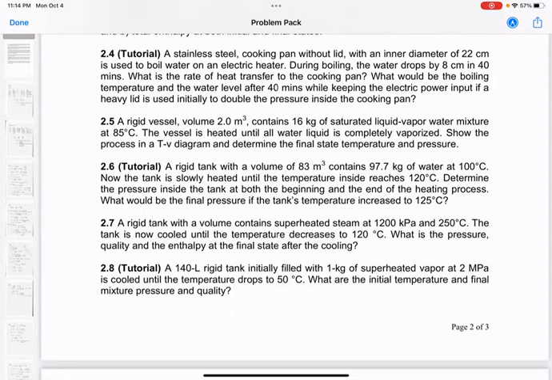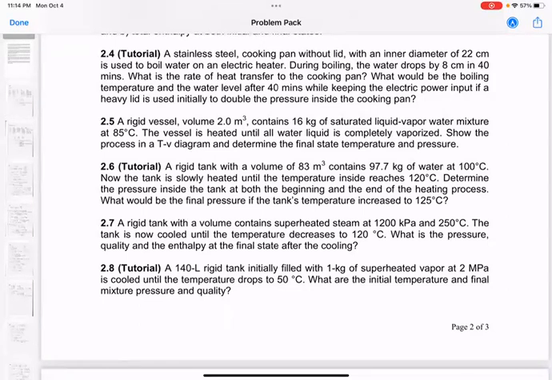All right, so let's go with question 2.6. A rigid tank with a volume 83 cubic meters contains 97.7 kilograms of water at 100 degrees Celsius. The tank is heated until the temperature reaches 120 degrees Celsius. Determine the pressure inside the tank at both the beginning and the end of the heating process.